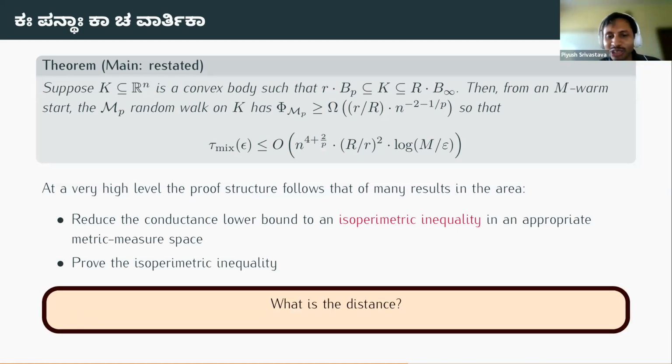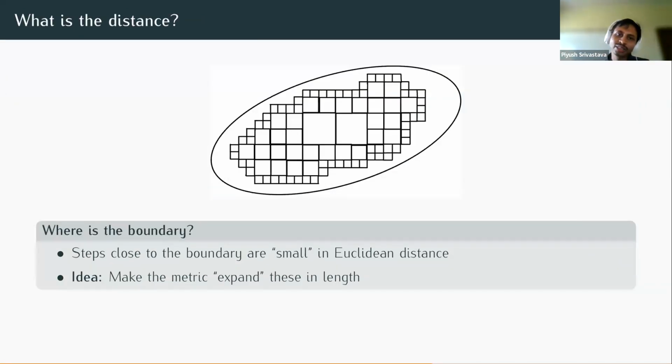And so the question here is, what should be the distance and what should be the measure? Because we're talking about a metric measure space. The measure is sort of fixed for us. It's the uniform measure in the body. So the question here is, what distance should we use? The point is, to get some intuition about what the distance should be.